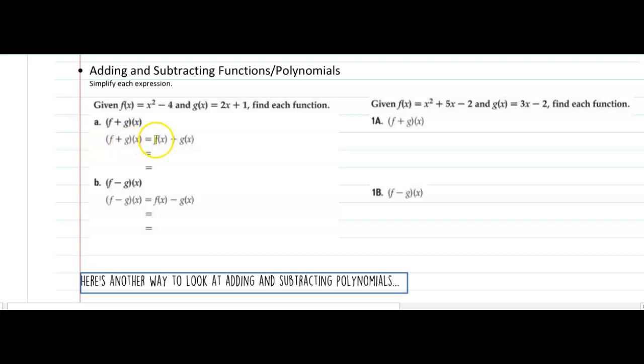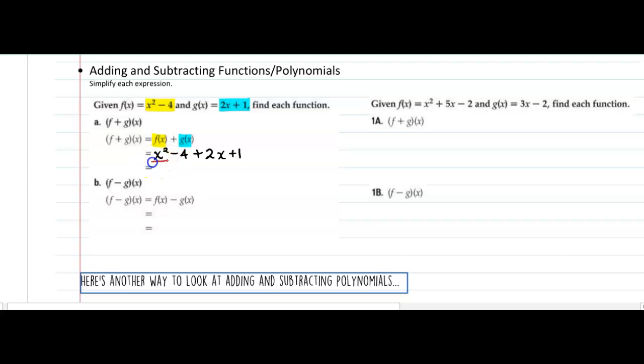So as you can see, when I want to add the functions, I'm going to take f of x and I'm going to add it to g of x. And when we're adding, we just replace and write them out. We don't need to use parentheses. We just add g of x. Now we just need to put our like terms together.